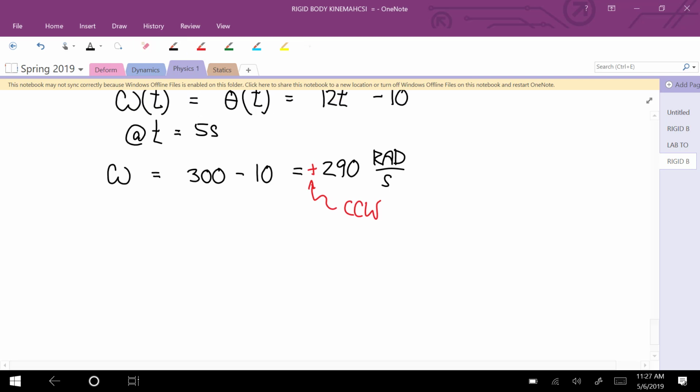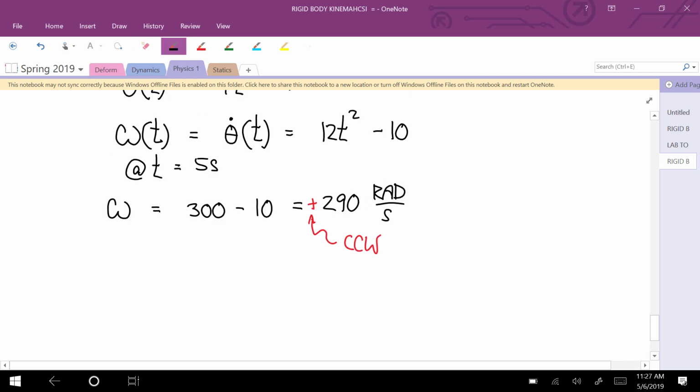Okay, so we're also going to have to figure out what theta is at 5 seconds. So theta at time equals 5 seconds is equal to 4 times 5 cubed minus 10 times 5. What's that? 125 times 4 is 500. So this is 450 radians.